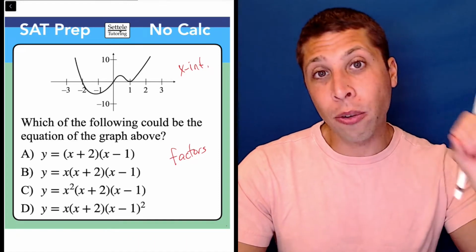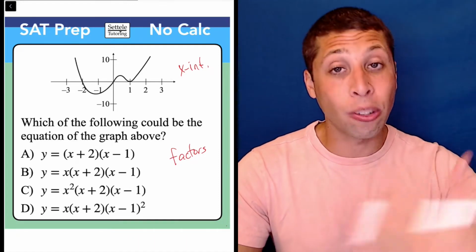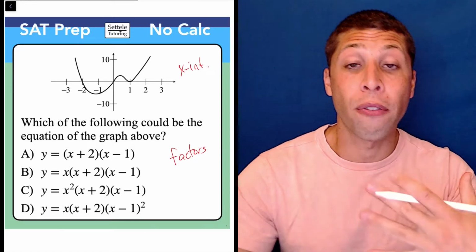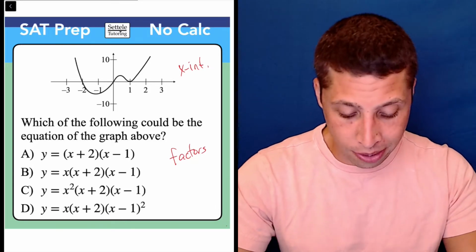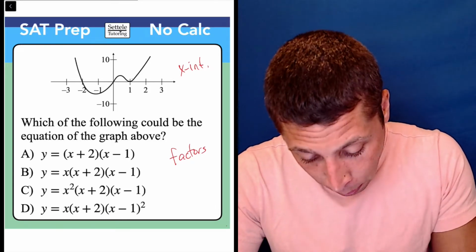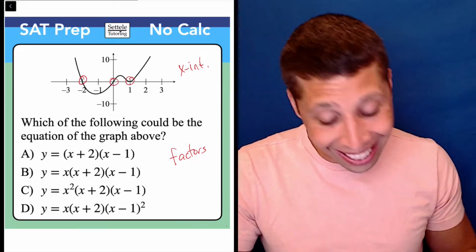If we wanted to know the x-intercepts, we would find the factors of a particular equation. And so that's what we're being presented with in the answer choices. These are factored versions of whatever this graph is, so they will tell us the x-intercepts. We can see that we have x-intercepts at 1, -2, and don't forget, at 0.